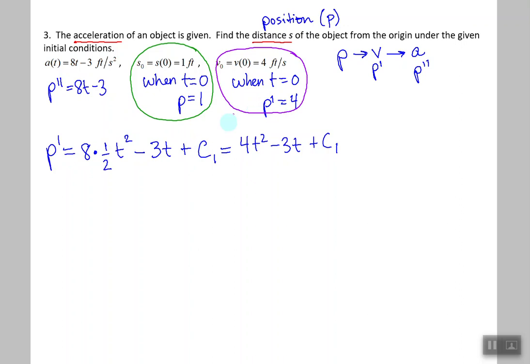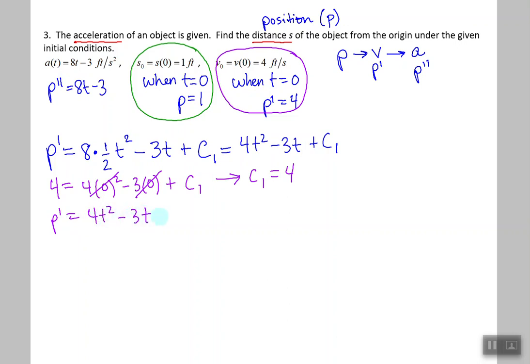p prime is 4, so 4 equals, when t equals 0, 4 times 0 squared minus 3 times 0 plus c sub 1. Those are both 0, so c sub 1 equals 4. Let's rewrite our equation. p prime equals 4t squared minus 3t plus 4. Now we'll take the antiderivative again to get to position, or just p with no derivatives.